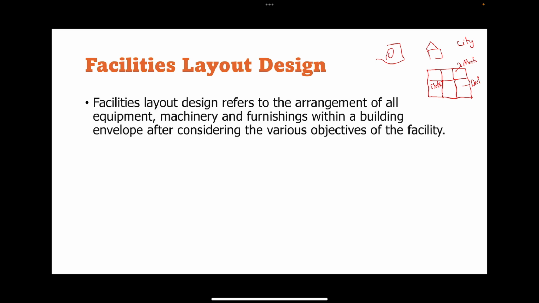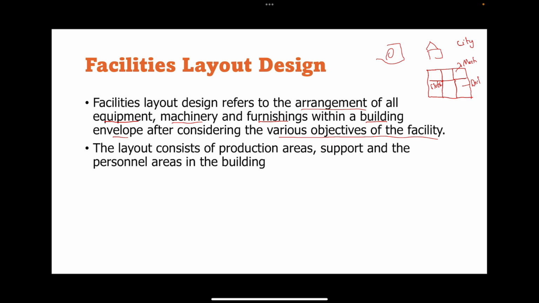So the definition is like this. It refers to the arrangement of equipment, machinery, and furnishings within a building envelope after considering the various objectives of the facility. And layout consists of production areas, support, and personal areas in the building. So for example, in a factory, you can have the production area here, the office area here, the support area here, and a recreation area. You need to find out the location for each of these.